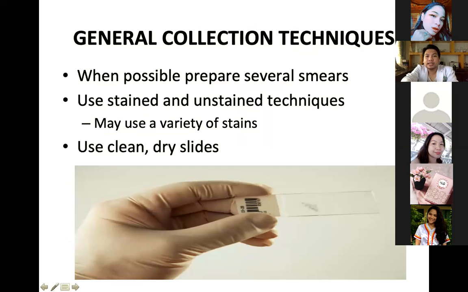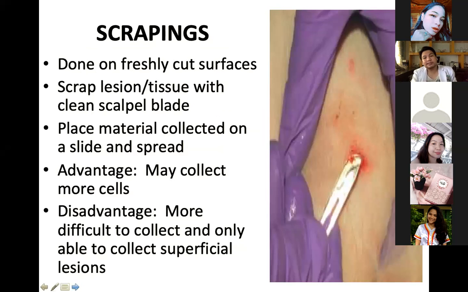So, general collection technique. When possible, prepare several smears. Use stained and unstained techniques. Okay? Use clean, dry slides. Okay. First is scraping. Done on a freshly cut surface. Scrape the lesions or the tissues with a clean scalpel blade. Place the material collected on the slide and spread.